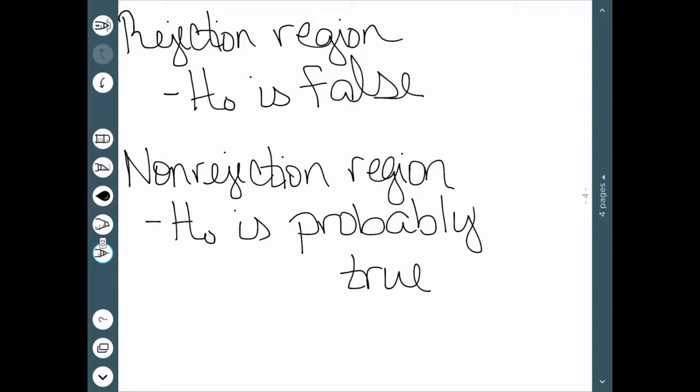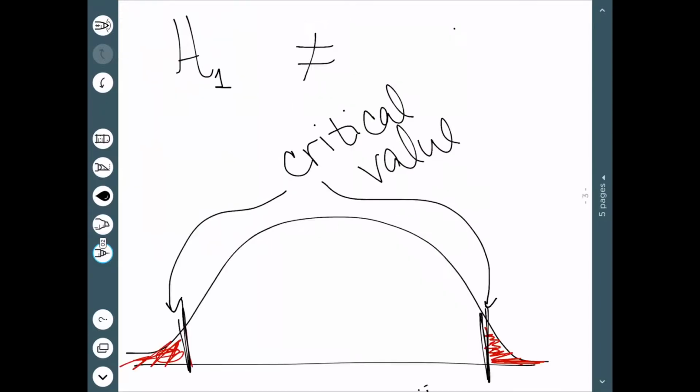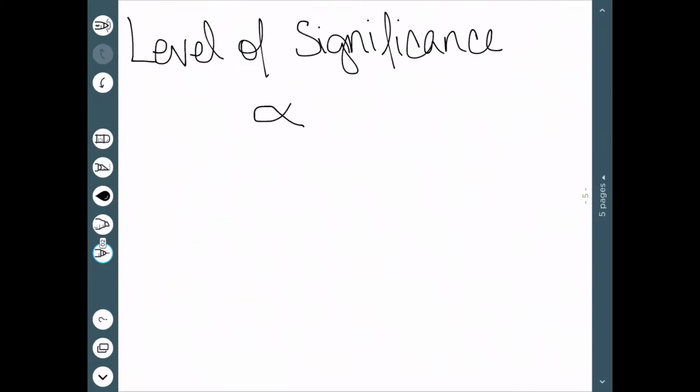So we now know what the rejection and non-rejection region mean, and we know what the pictures look like, and we know that we're trying to figure out whether our test value is in the rejection or non-rejection region. So the question is, how do we figure that out? And that's known as the critical value. The critical value is these bounds. It separates our non-rejection and our rejection region. And so now the question is, how do we find the critical values?